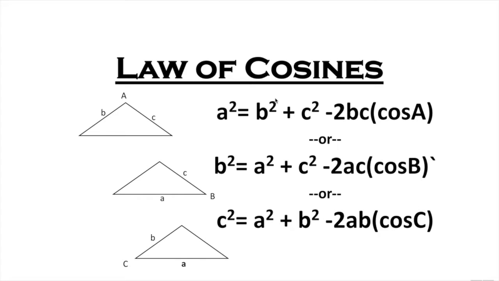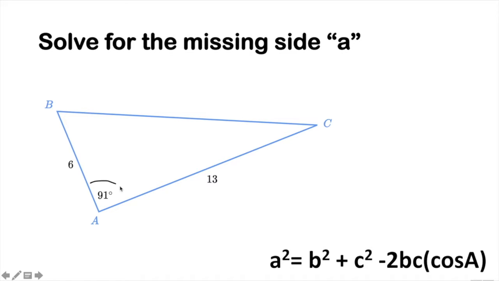So I'll give you an example. Let's say we have an angle that's 91, and we're looking for a small lowercase side a that would be across from our capital A angle of 91. So we know that we're going to use the formula starting with A on the left side and all the B's and C's and the cos A on the right side. That way we're working with all quantities that we know and that we can plug into a calculator.